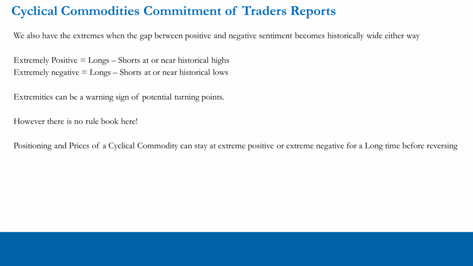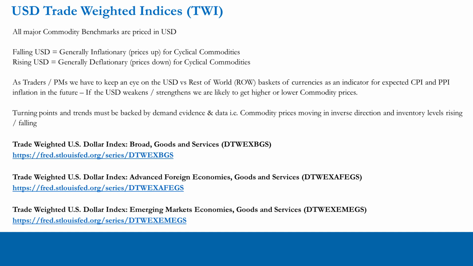Now, something else we can look at is the US dollar trade weighted indices, or TWI. All major commodity benchmarks are priced in US dollars. If we get a fall in the US dollar, this is generally inflationary, so prices going up for our cyclical commodities. And when the US dollar is rising, this is generally deflationary, so prices going down for our cyclical commodities.